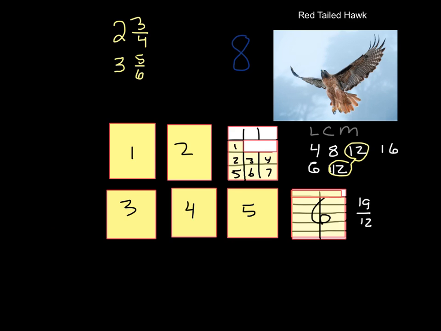So my reduced answer is 6 and 7 twelfths. And that is the simplified form or reduced form, and that is our answer. Now let's go ahead and take a look at our algorithm and see how that works.